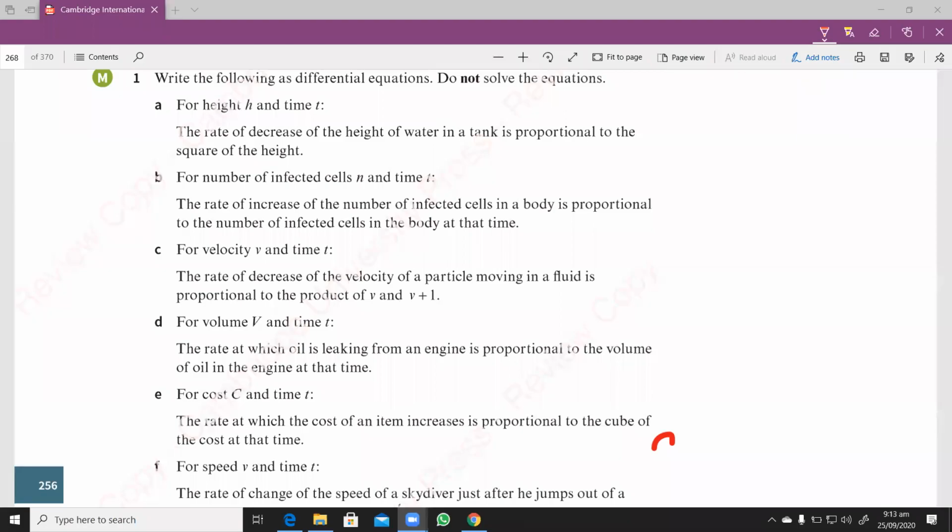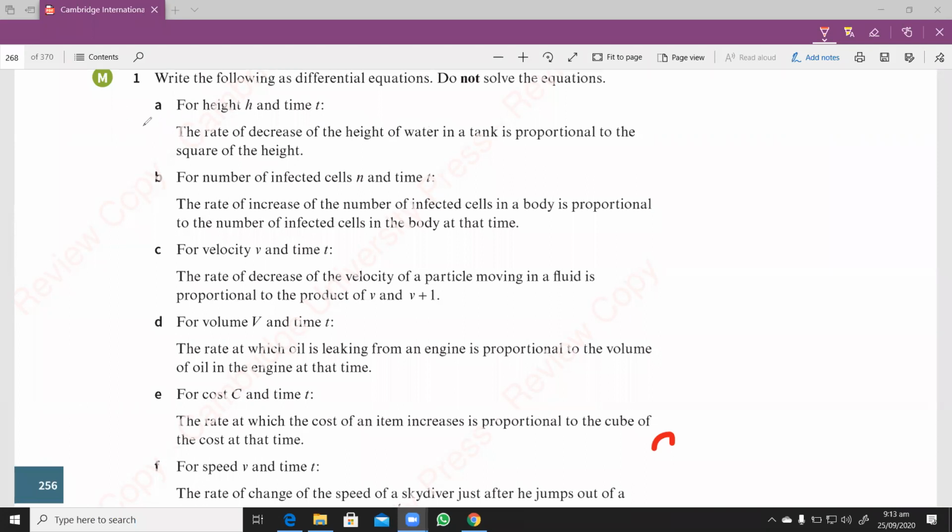Like, we have to learn how to write the differential equations for the given situations, okay? It says, write the following as differential equations, do not solve the equations. Now, can you see these questions on your screen? Yes, sir. Okay.